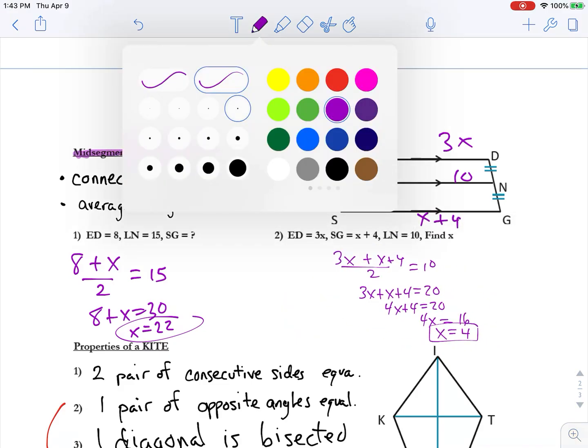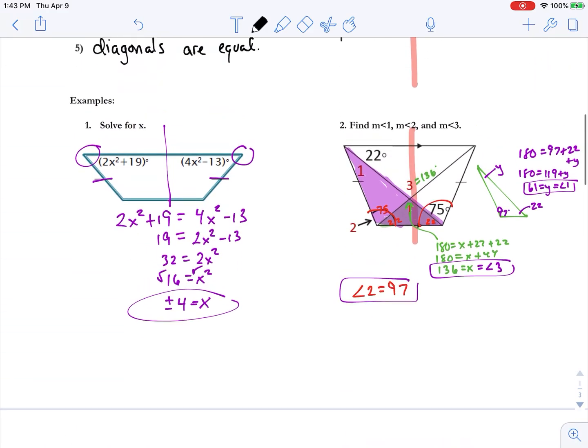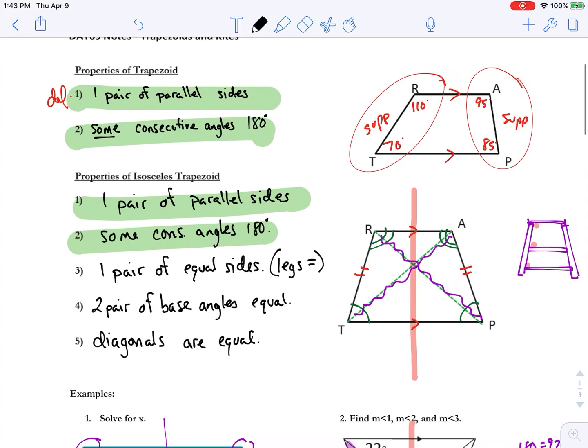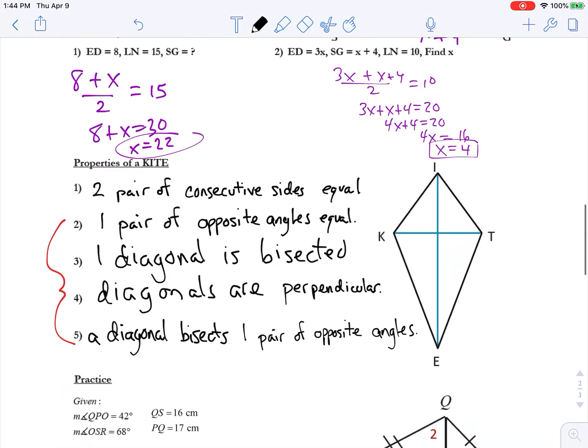Oh, I just stole the L. I'll write that L back in the next section here. So that's it for trapezoids. So trapezoids, there's not a lot going on. There's a lot more excitement with isosceles trapezoids. We can do a lot more math with them. A lot of equalities going on in isosceles trapezoids.